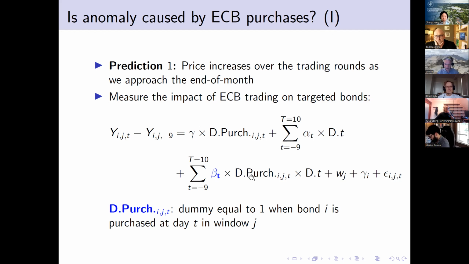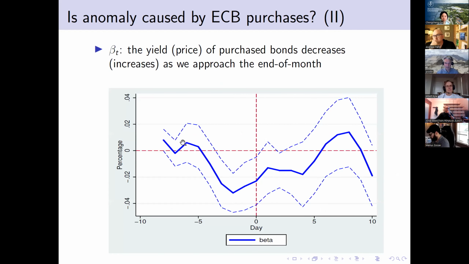And so what we do is we have this dummy for whether or not on day T, that actual bond is purchased within window J. And what we see is that this dummy is highly significant, especially in the last couple of days before the month end, which is particularly interesting because actually the target that the ECB is trying to match is T-2, because it takes 2 days to settle. So they actually want to fill their budget, their target by T-2, which is exactly when this dummy for purchases by the central bank of a particular issue is the most significant.